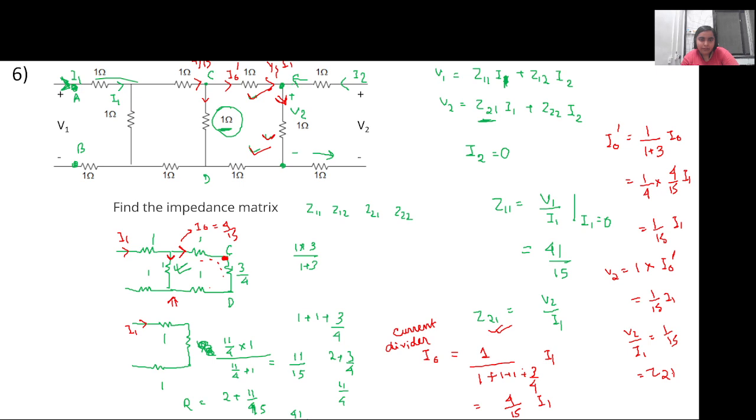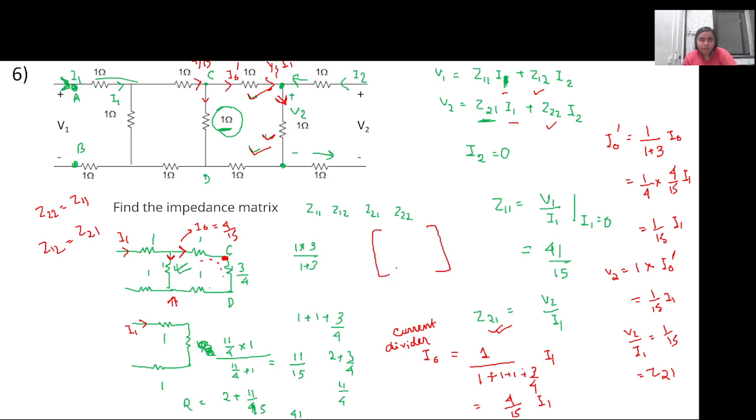Yes, ma'am. Similarly, you consider I1 equal to 0 and figure out Z12 and Z22. Since from this network itself you can see, if you start equating I1 equal to 0 and look from this direction, Z22 will be equal to Z11 and Z12 will be equal to Z21. You will end up with the same values.